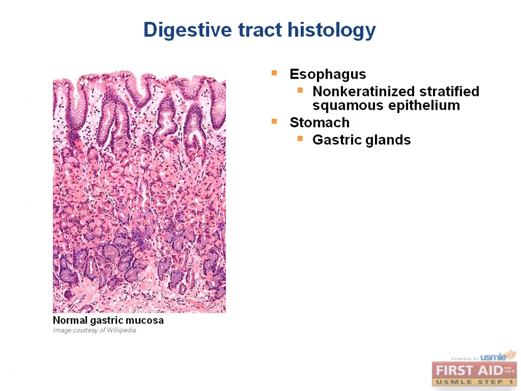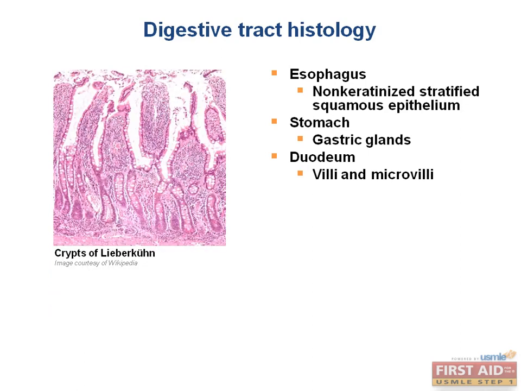The stomach has prominent gastric glands, which you can see here. The stomach's body and fundus also have rugae, which are shallow pits and deep glands. The duodenum has villi and microvilli. What is the function of the villi and the microvilli? Well, these work to increase the absorptive surface area. The duodenum also has crypts of Lieberkühn.